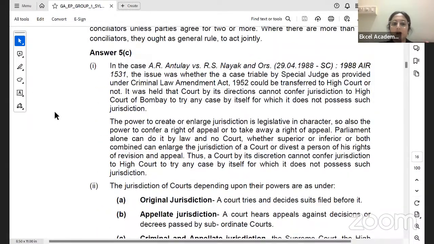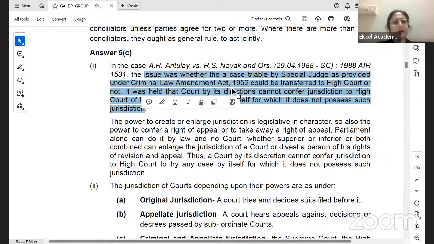First thing you have to see is the issue. They have given the case law. If you remember, you can write it. Otherwise, you can just write that as per the decided case law. At least like that, you can start. This is Antulay versus Nayak and others. The issue was whether a case triable by a special judge as provided under the Criminal Law Amendment 1952 could be transferred to the High Court or not.